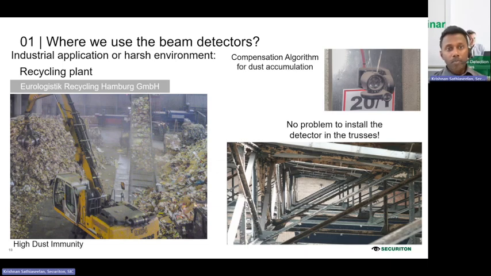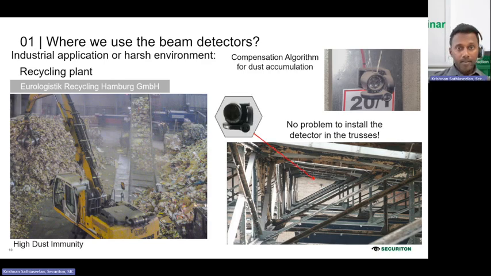So these are the problems we will also see. Point type detectors may not be able to solve such issues of environment as well as structure. Okay, so that's where we are looking into beam detection and how we can use the beam detectors.